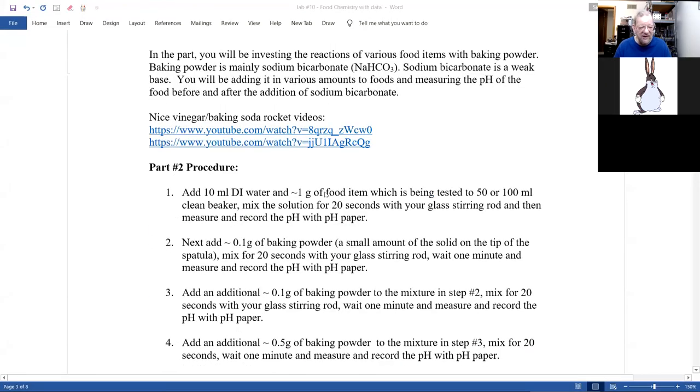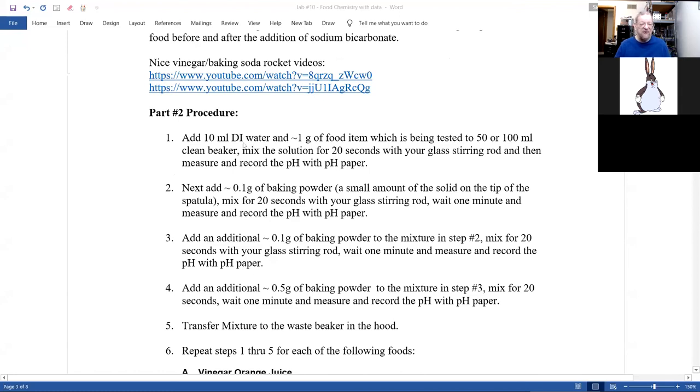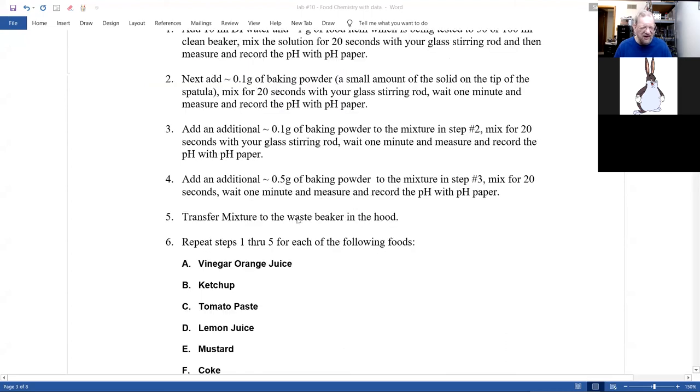All right. So what you're going to be doing, if we were face to face, you put some water and some of the food in a beaker, mix it, and then first of all, you'd measure the pH. Then afterward, and notice the little tilde in front of 0, that's approximate. This is a fun lab, you don't have to really weigh it out. Just add a small amount, like the tip of a spatula, put it in there, mix it for a little while, and then measure the pH. Then you'll add some more baking powder, and then step four, you're gonna add a whole lot of baking powder and mix it and observe what you see and also what happens to the pH.